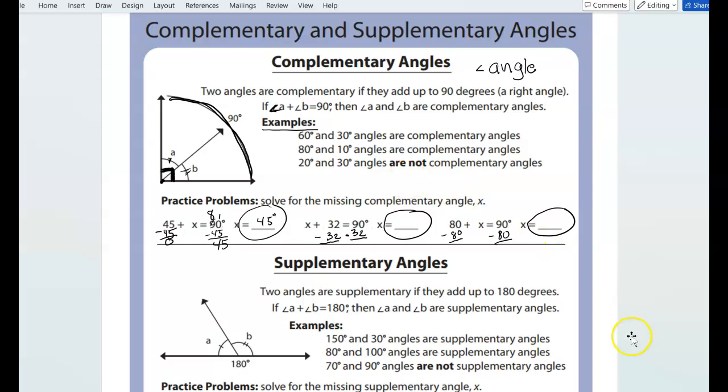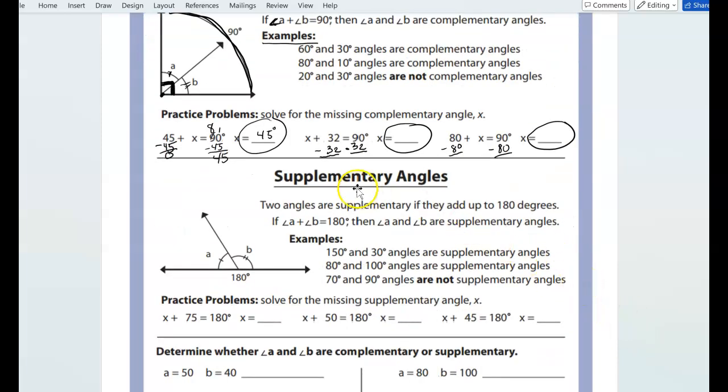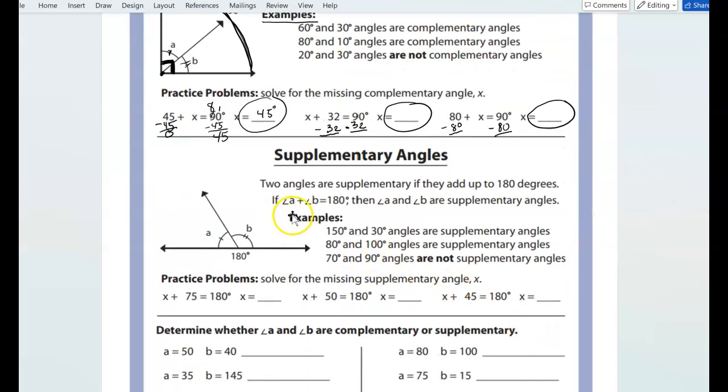All right, moving on to supplementary angles. We practiced that earlier as well. This symbol means angle. Two angles are supplementary if they add up to 180 degrees. If angle A plus angle B equals 180 degrees, then angle A and angle B are supplementary angles. Examples: 150 degrees and 30-degree angles are supplementary angles. Why? Because 150 plus 30 equal 180.